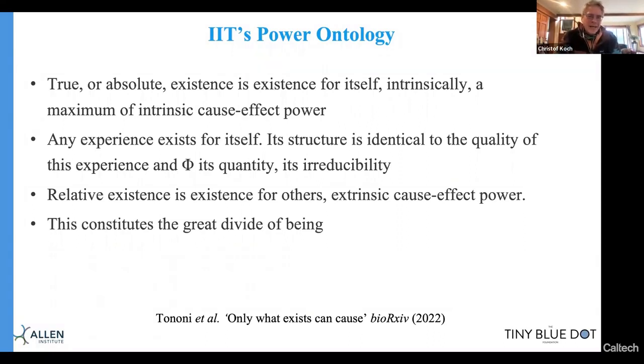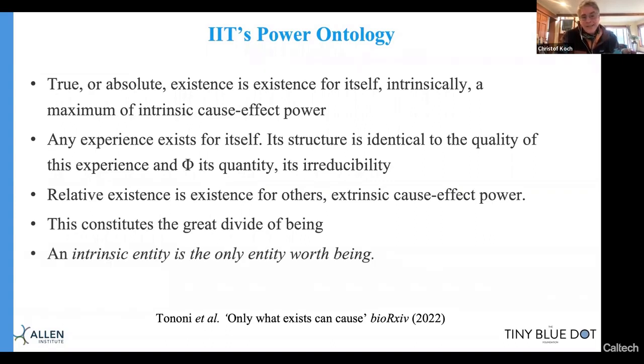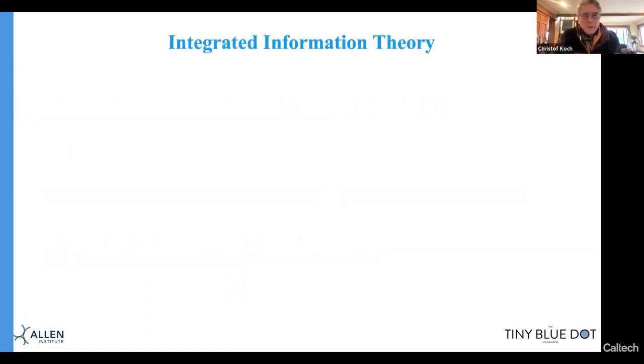On the one hand, you have entities that are conscious, like you and I, like dogs and cats and maybe worms and mice, and we don't know how widespread it is in the tree of life. Those have absolute existence, existence for itself. On the other side are things like black holes and rocks and my computer that exist for others but don't exist for themselves. Yeah, an intrinsic entity is the only entity worth being. I don't want to be a zombie when I have no conscious feelings, right? And certainly when I'm dead, I don't exist for myself anymore, which is, of course, why we're bothered about the notion of death.